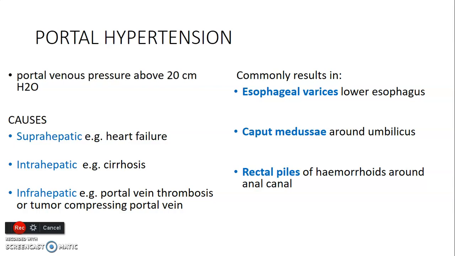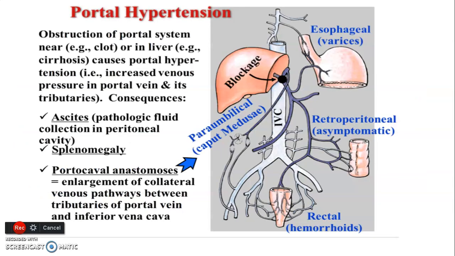So the vessels at the lower esophagus will be dilated and tortuous, and when it worsens, it can lead to upper GI bleeding. Then we have caput medusae, which is enlargement of vessels, paraumbilical vessels, and then rectal piles, what we call hemorrhoids, around the anal canal. Again, because of the rectum being a site for portocaval anastomosis.